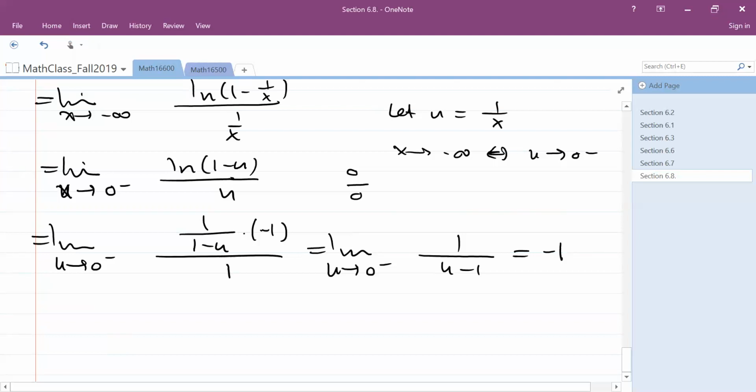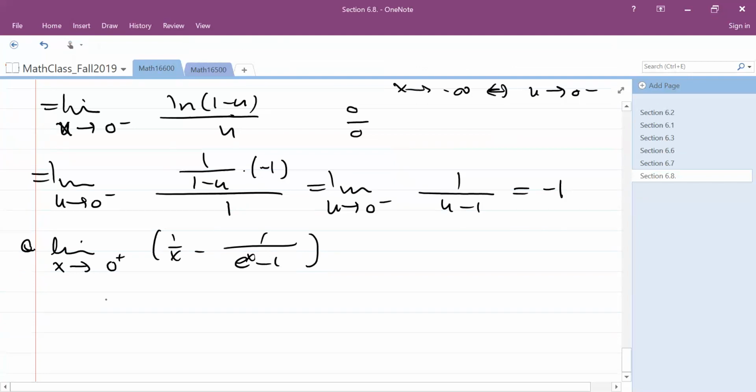So the product can be changed to a quotient. But how about the subtraction? Well, it's a subtraction. L'Hopital's rule only applies to the limit of a quotient of two functions. So for this subtraction, just combine them, trying to express it as a quotient, right? So how do you do that?